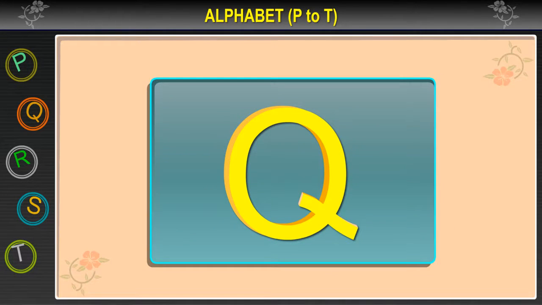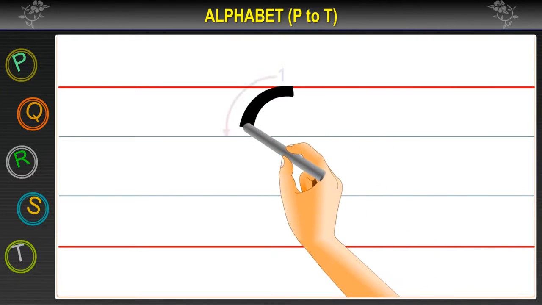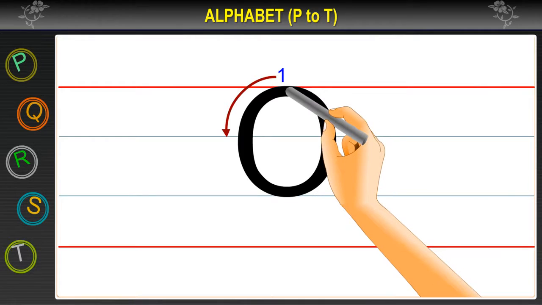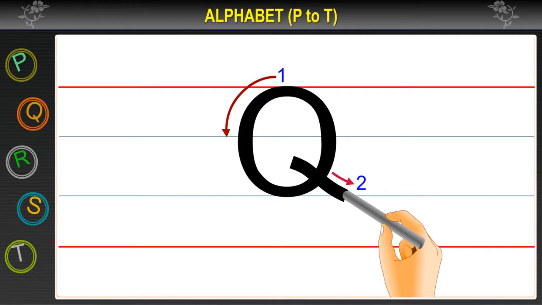Capital Q. Draw a big circle between the first red line and second blue line, and draw one slant line through the circle as shown in the visual. This is capital Q.